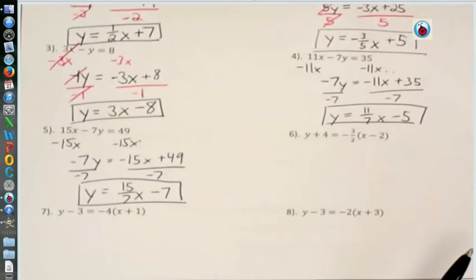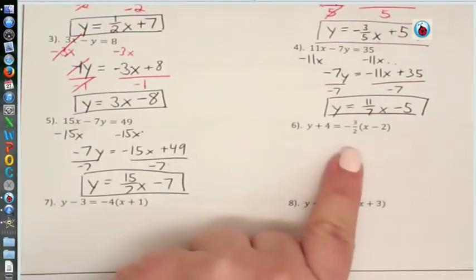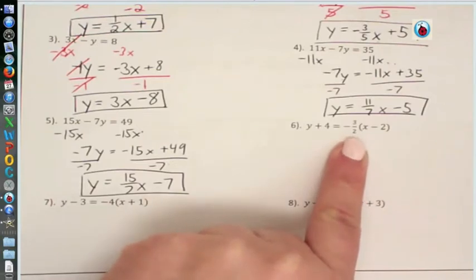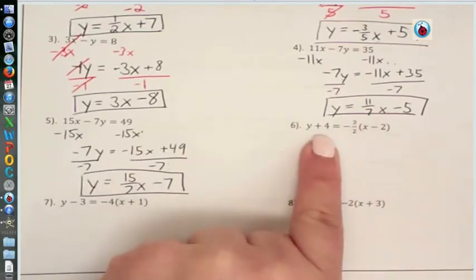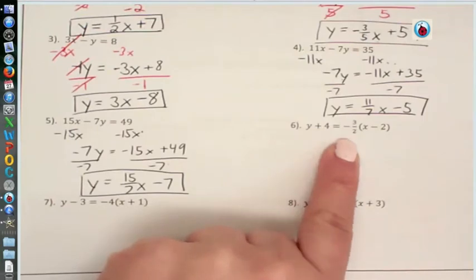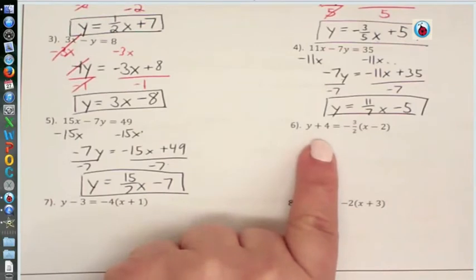Number 6, 7, and 8. These are not in standard form like problems 1 through 5. You might recognize this as being in point-slope form. We have our slope next to the equal sign. We have numbers next to x and y that represent the x-coordinate and y-coordinate of a point that this line goes through. So I know that it goes through the point positive 2, negative 4.